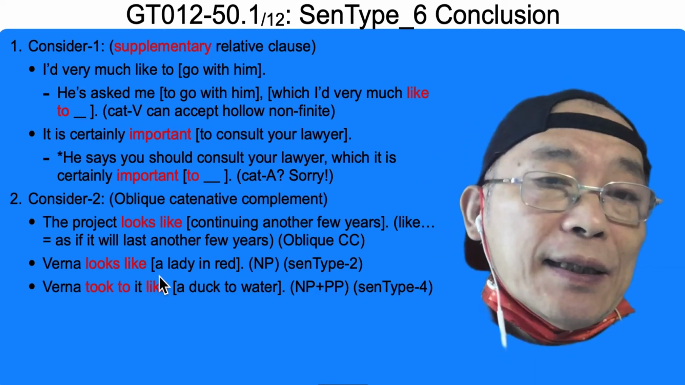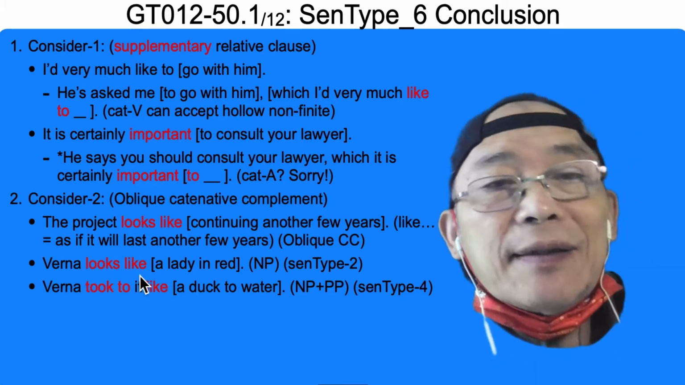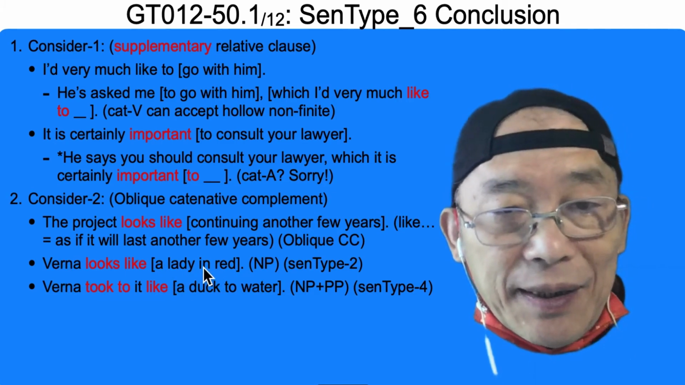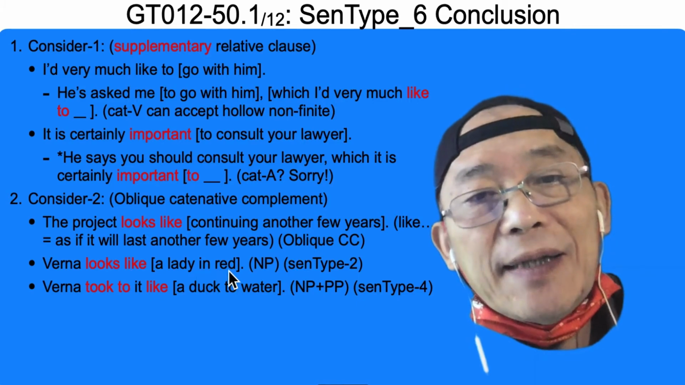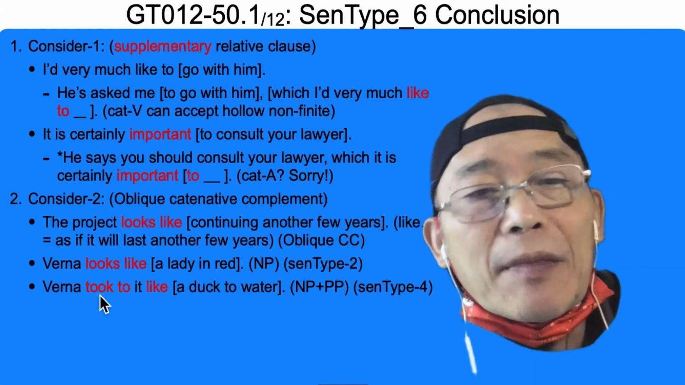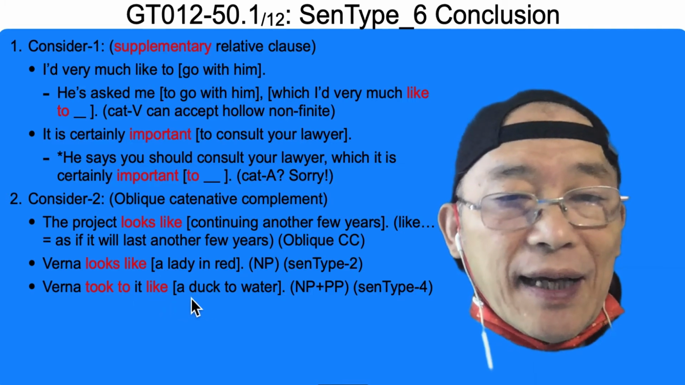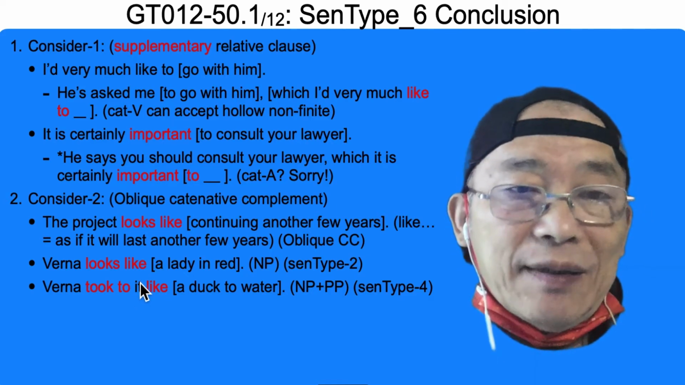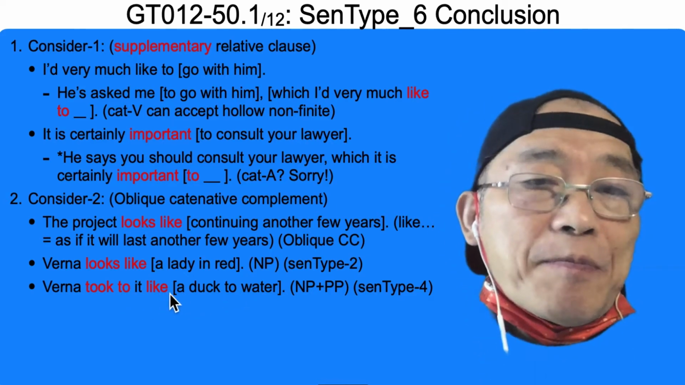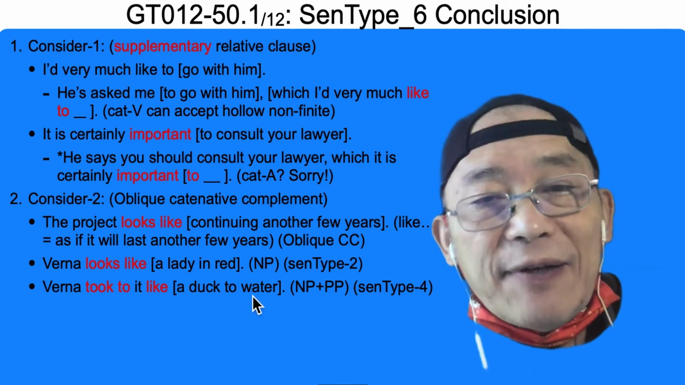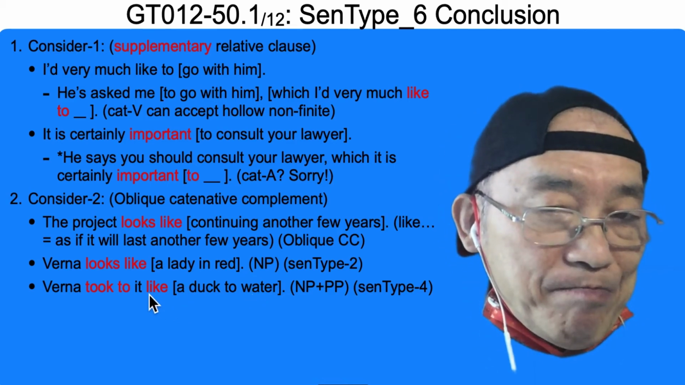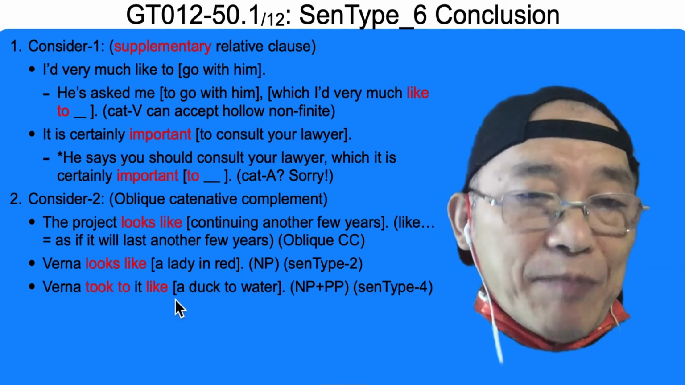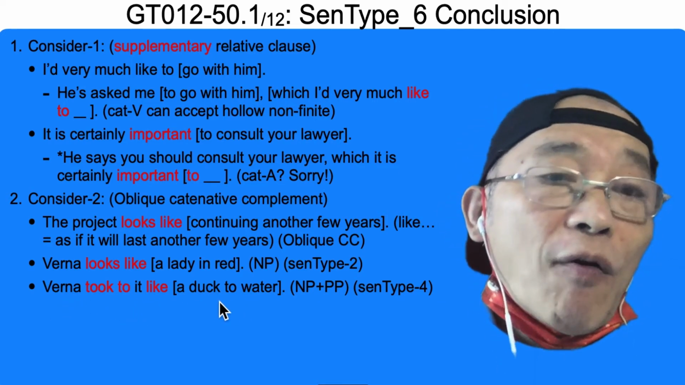Sentence type 2, subjective PC, subjective PC. So this whole thing is a subjective PC. Werner took to it like this. Again, objective. This is an object. Objective PC. Noun phrase inside a preposition. So this preposition phrase is an objective PC of sentence type 4.